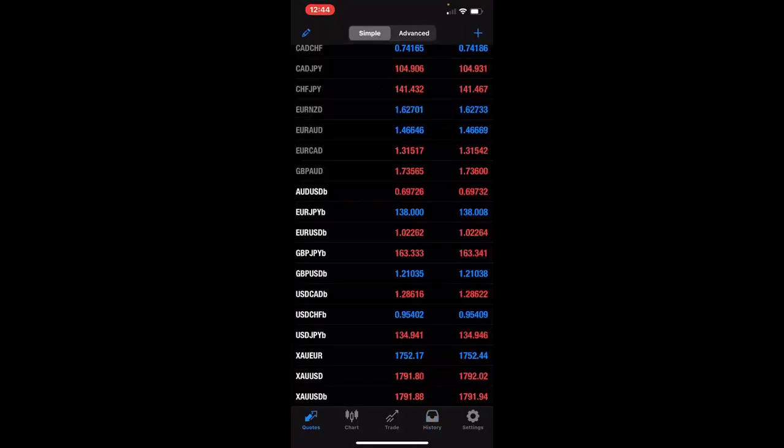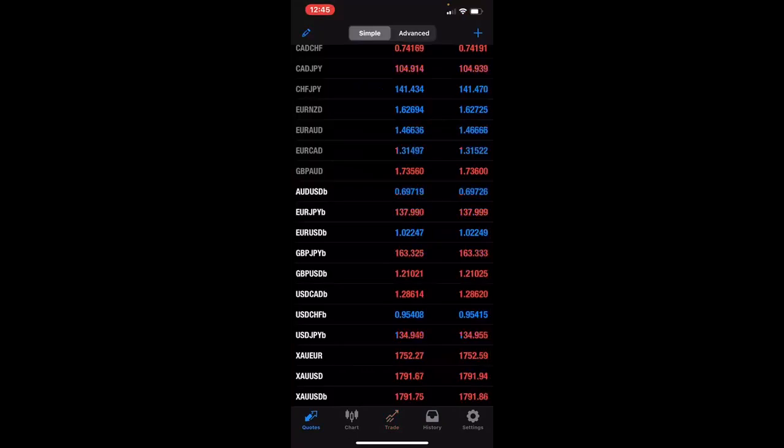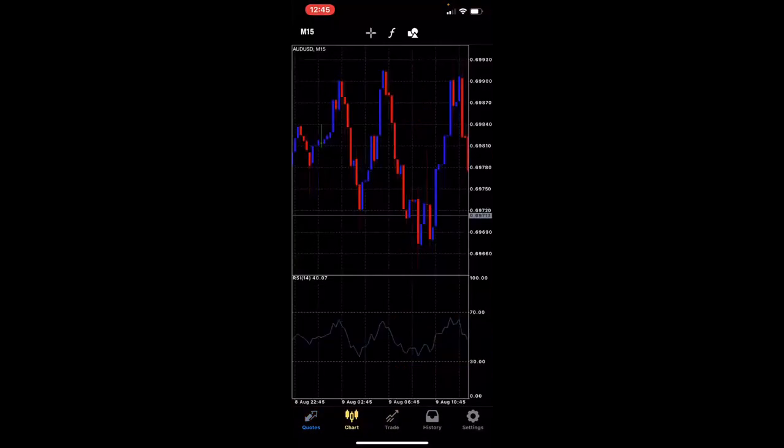Okay, now wait, let me guide you through these icons. You see the third one at the bottom of your screen, where the root trade. Any trade you've entered, that's where you're going to see it. The first one, quotes. Quotes is where you see the list of currency pairs. The one where the root charts, you know, the roots on like candles, where you see the chart analysis.